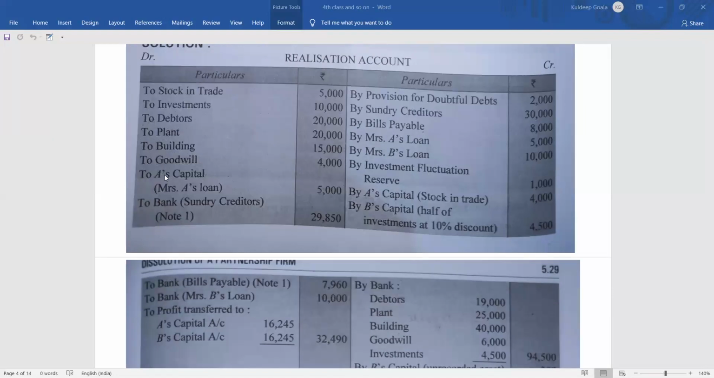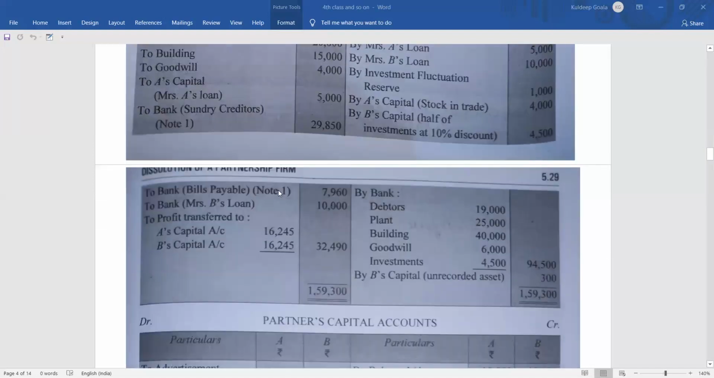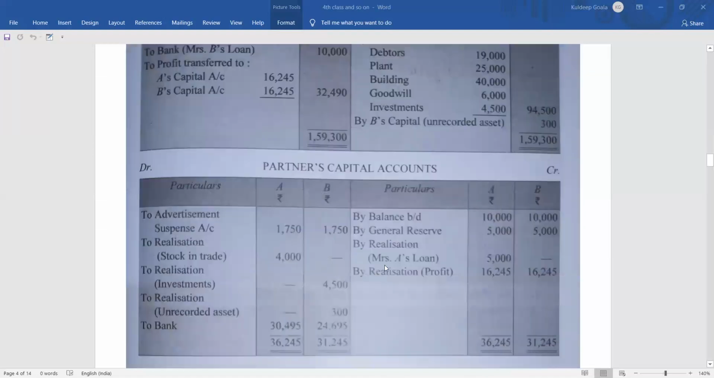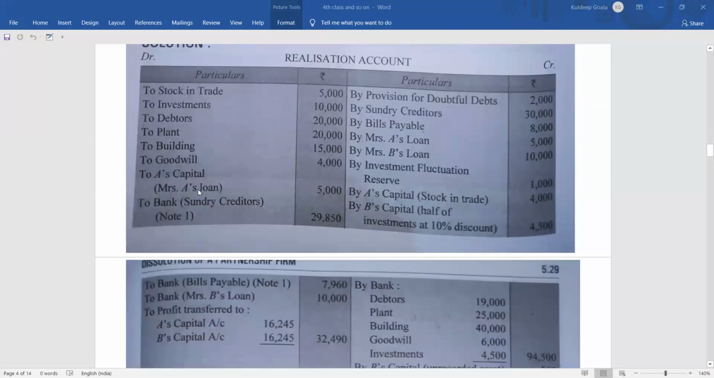Where is capital? Yeah, here it is. To A's capital. So where to write? We are going to do the crossing, right? So it will come in the partners' capital account, A's capital account, by realization account. How much? 5,000 in A's account, right? By realization account 5,000 in A's account. Okay, in A's account 5,000. What is that? Mrs. A's loan. Okay, Mrs. A's loan. Then let's see what else is there.